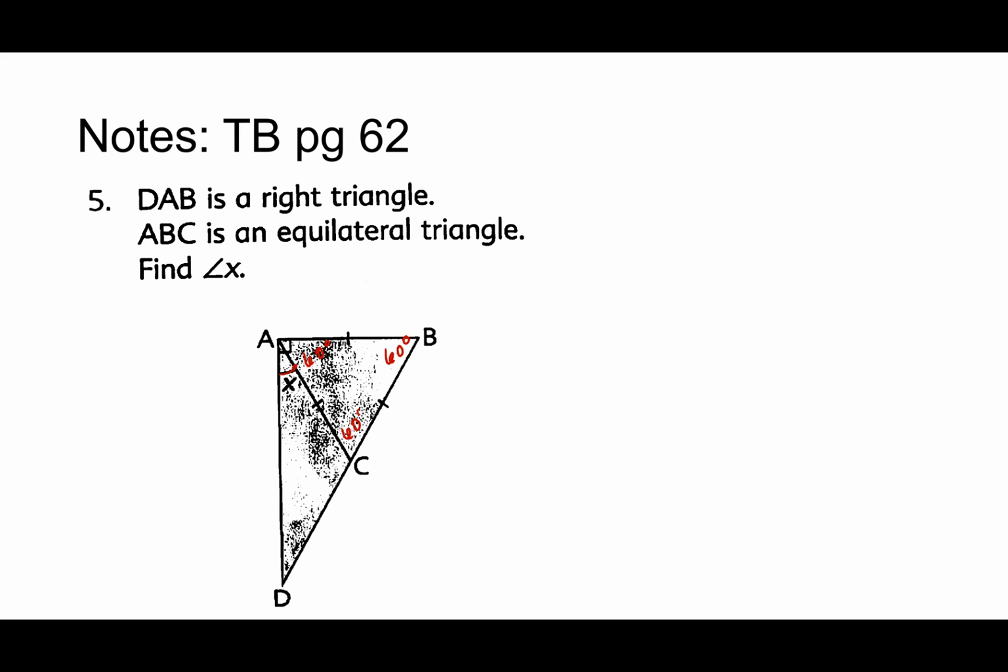Oh gosh, this is an easy one, isn't it? What do you notice right here? What is that, Tyler? That is a right angle right there. We've got complementary angles. So what is angle X going to equal? It's going to be 30 degrees because it's 90 minus 60, right? Good job.